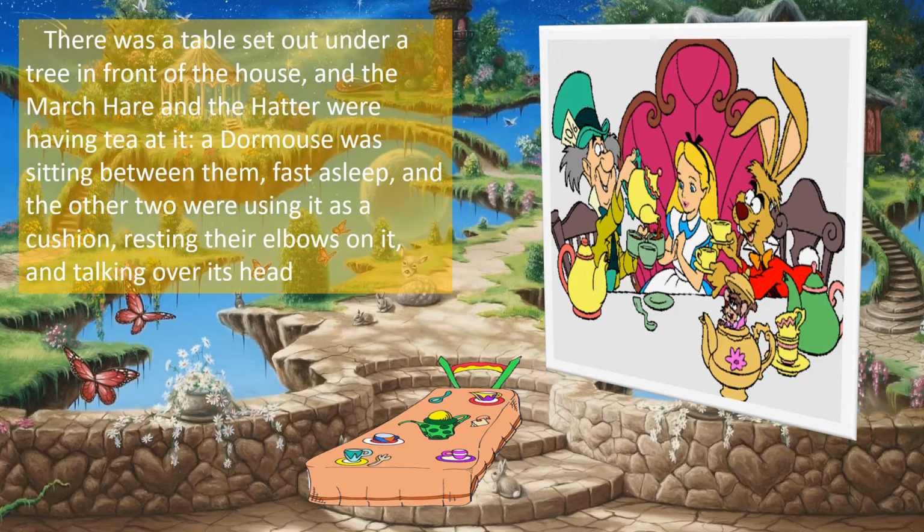Explanation of this para. As Alice entered through the hole, she found herself in fantasy land. There she saw a table which was set out under a big tree in front of a house, and on that table she saw the March Hare and the Mad Hatter having tea, and in between them a dormouse who was fast asleep, and they used him like a cushion by resting their elbows on him.